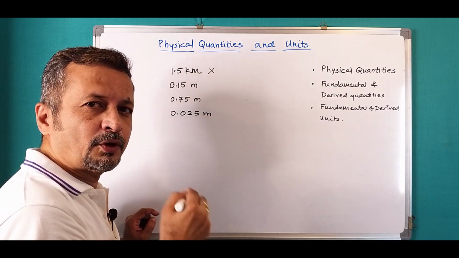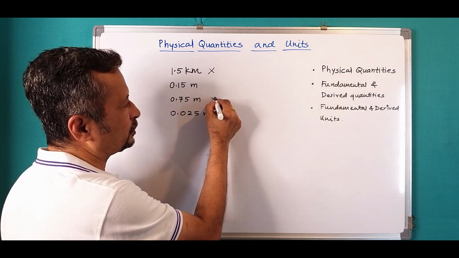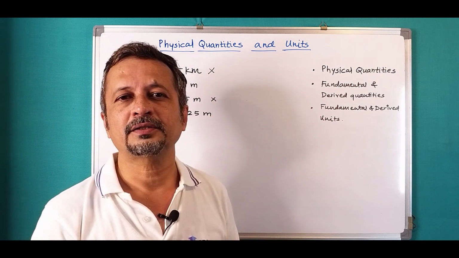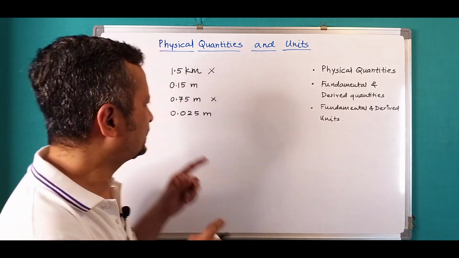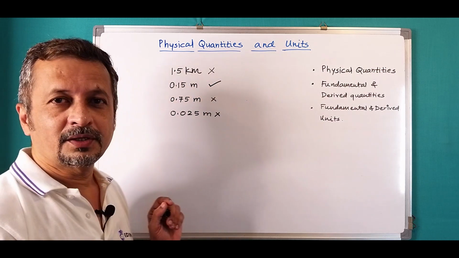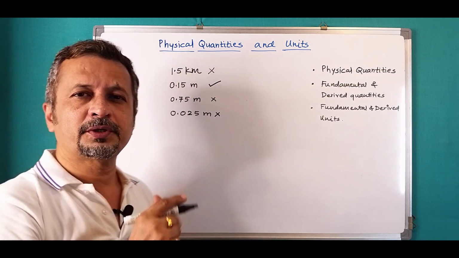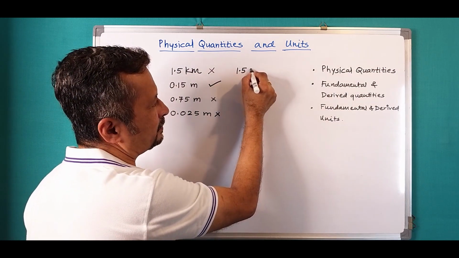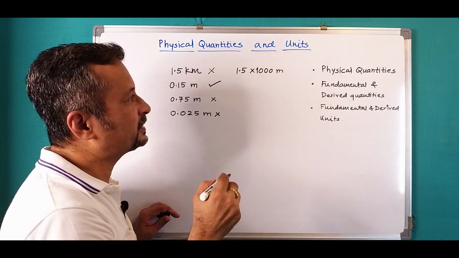0.75 meter, that is 750 millimeter or 75 centimeter, this is also not possible. 0.025 meter, so what is that? It is 2.5 centimeter. 2.5 centimeter would be something like this. Even this would not be appropriate, so this would be the right answer. Now here, how big is 1.5 kilometer? Isn't that 1.5 multiplied by 1000 meter? So that is 1500 meter.